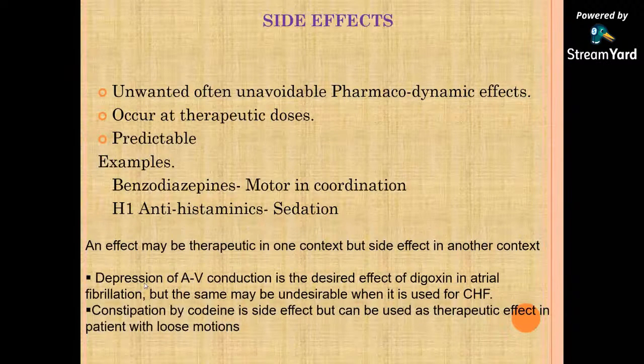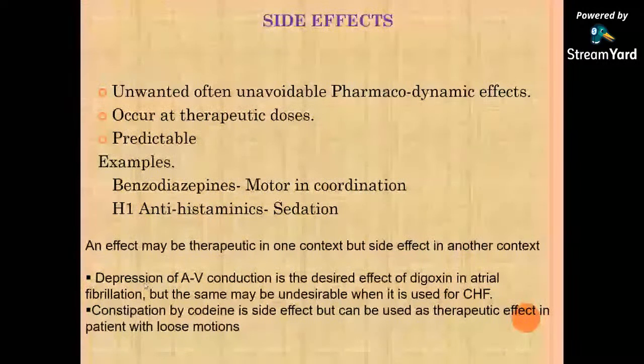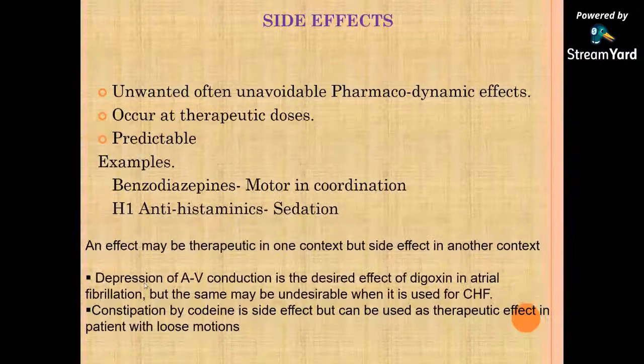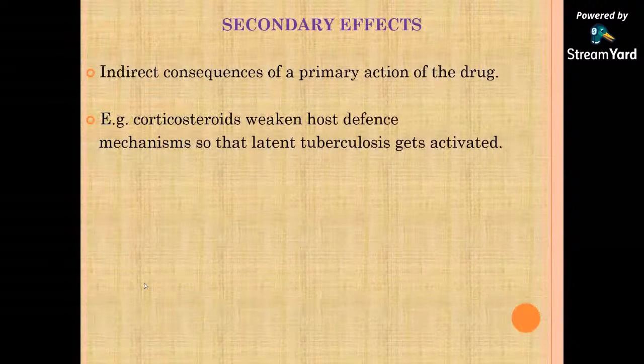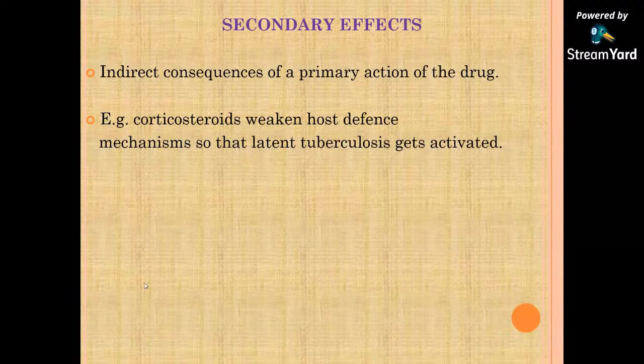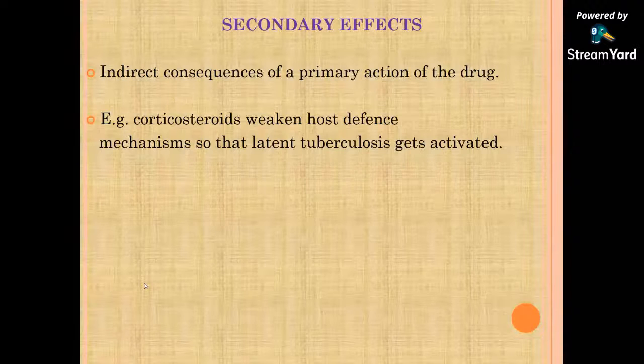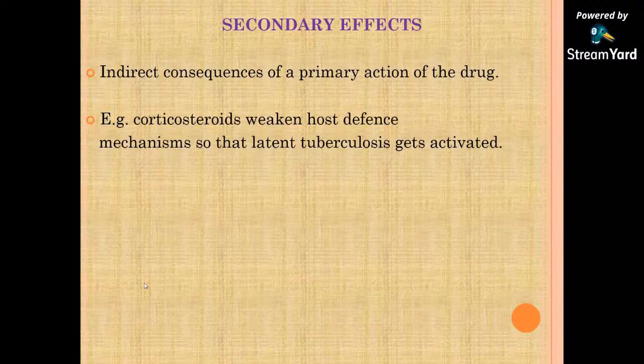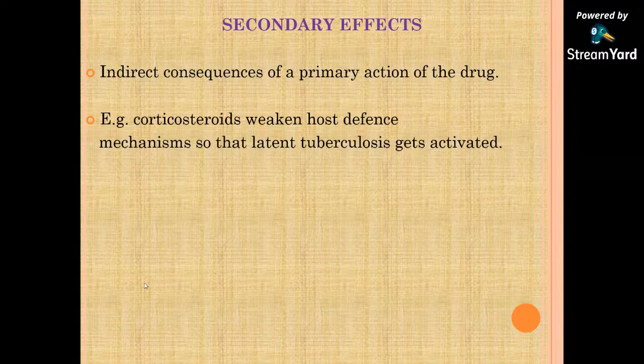For example, benzodiazepine. In case of benzodiazepine, what is the side effect? The major side effect is motor incoordination. And in case of H1 antihistaminic drugs, what is the side effect? That is sedation. So this is the definition of side effects. Then second is the secondary effect. What is secondary effect? Indirect consequences of the primary action of the drug. So secondary effect is the indirect consequence of the primary action of the drug.